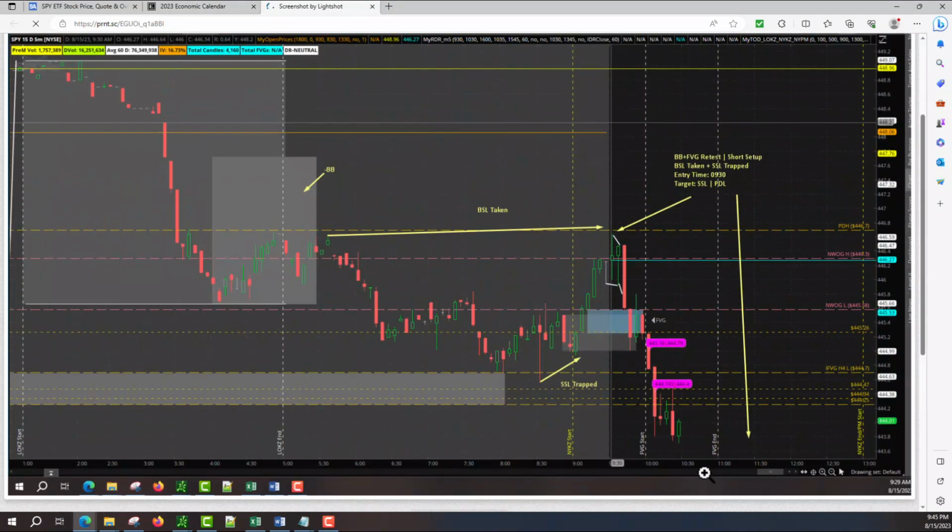So we identified it around 10 right here. We identified it when it showed up right here. We see that's a bearish breaker, right? And the buy side liquidity was taken. You see the buy side right here. This candle takes out the equal high right here. You just took out the buy side liquidity. And plus you have a sell side liquidity trap right here.